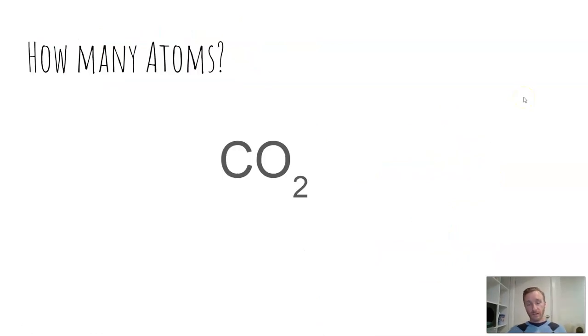So let's do a little bit of practice here. I want you to stop the video and see if you can figure out how many atoms in total are in carbon dioxide, CO2. Well, in the CO2, there is no subscript on the carbon, so that would give us a value of 1. There's 2 attached to the oxygen, so that is 2, and that gives us overall 3 atoms, 1 carbon and 2 oxygen.